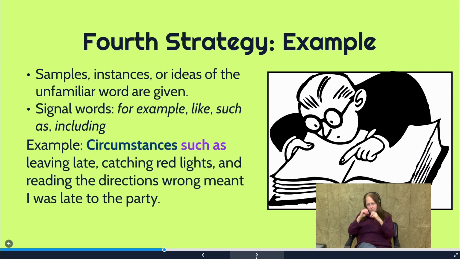One example here is: circumstances, such as leaving late, catching red lights, and reading the directions wrong, meant I was late to the party. So here I have "circumstances," and then I have "such as." That is my brain's way of knowing I've got examples coming up.